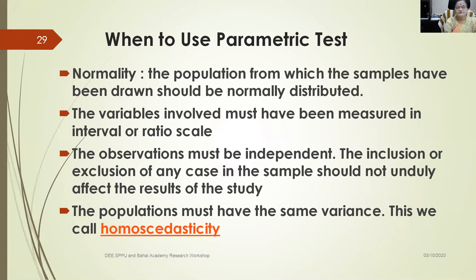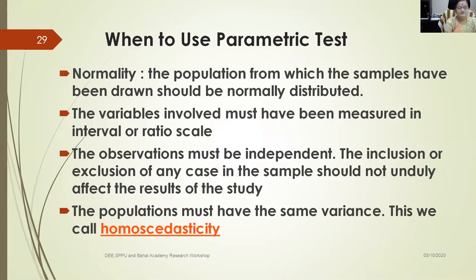The observations must be independent. The inclusion or exclusion of any case in the sample should not unduly affect the results of the study. We all know this principle because we have used and studied it in our random sampling.